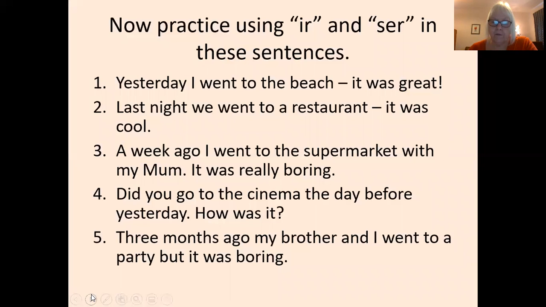And number 4 has got a question in it, so be careful with that one. Okay, I'm going to ask you to pause the video now. It will take you some time to do these. Write them in English and in Spanish. When you're ready, restart the video and then we'll look at the corrections.